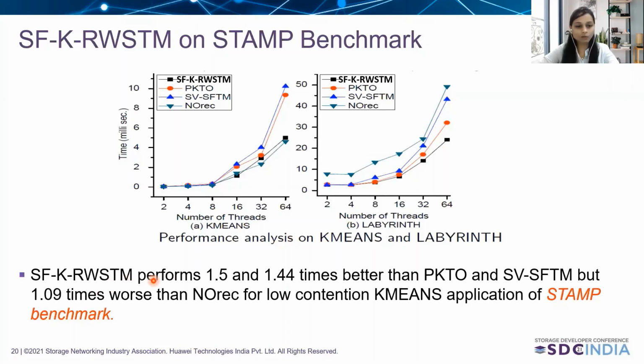SFK-RW-STM performs 1.5 and 1.44 times better than PKTO and SFSV, but 1.09 times worse than NOrec for the low contention K-means application of the STAMP benchmark, whereas it's performing better than all the state-of-the-art STMs on labyrinth, which is a high contention workload.